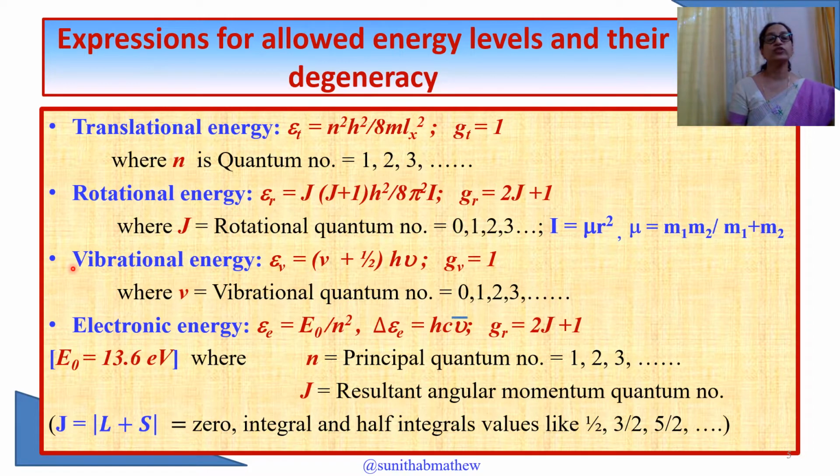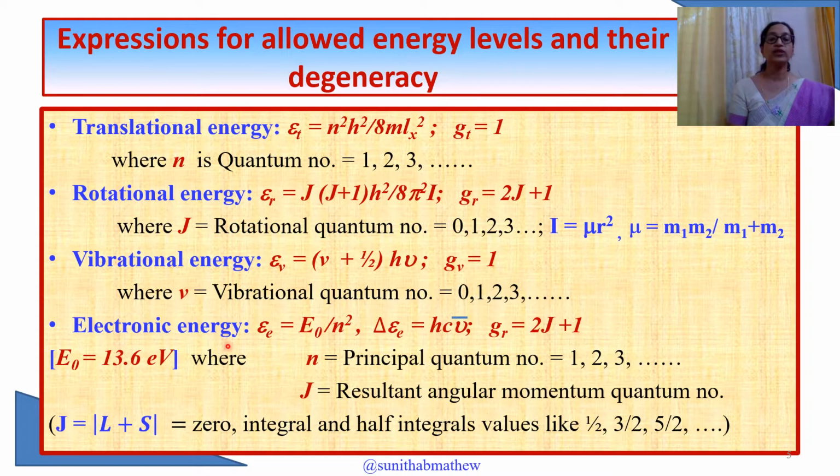Now, if we solve the Schrodinger wave equation for a simple harmonic oscillator for diatomic molecules, we get the expression for vibrational energy level, which is given by Ev is equal to (v plus half) h nu, where v is the vibrational quantum number and has values 0, 1, 2, 3, etc. Nu is the vibrational frequency. Here the degeneracy is again equal to 1.